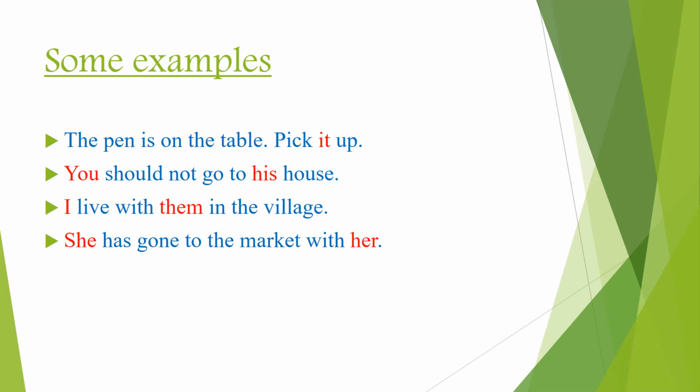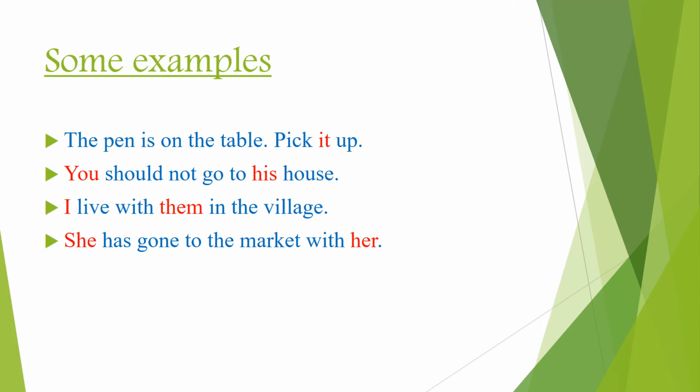Okay, now let's read some examples for personal pronouns. The first sentence: The pen is on the table. Pick it up. So you're talking about a pen that is on the table, and if I don't want to use the noun pen again and again, I can use the pronoun it instead of pen. So, the pen is on the table. Pick it up.